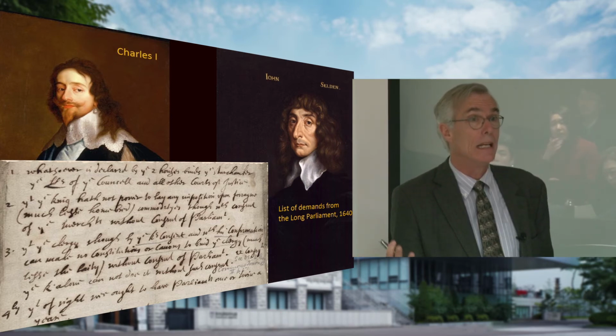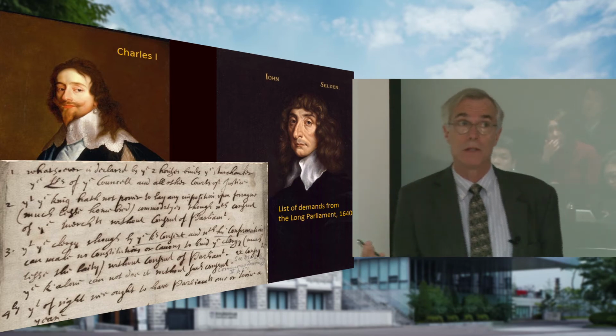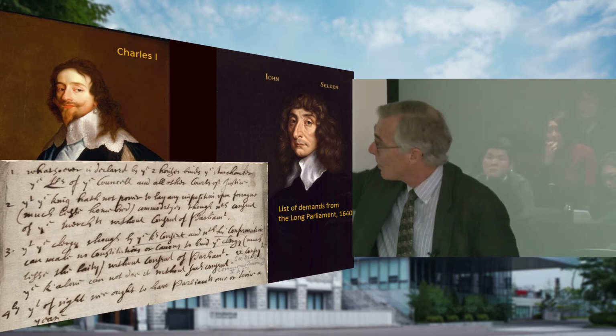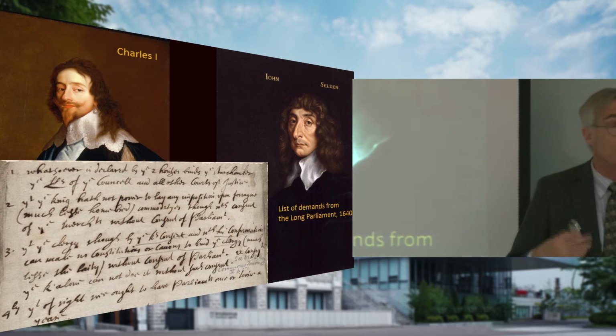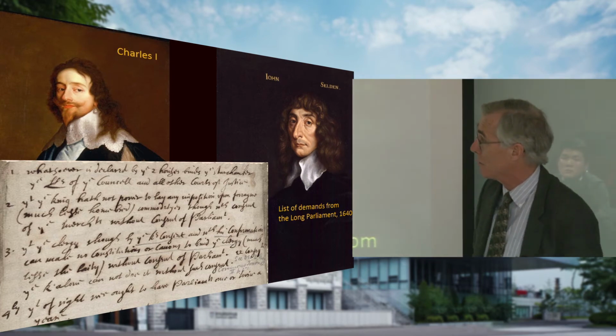And under that interest in global trade lies actually, for Selden, an even deeper commitment to the rule of law. He is elected to the Long Parliament of 1640. This is probably in his handwriting. It's a list of the demands that Parliament makes against Charles I.